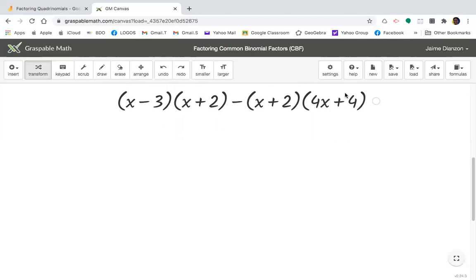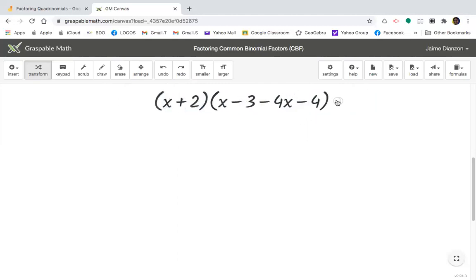All right, this is also a binomial, but the terms consist of binomials likewise, just like the previous problem. Now, in the first group, x plus 2 is the second factor. In the second group, x plus 2 is the first factor. Now, it doesn't matter. The order doesn't matter. As long as you have common binomial factors, you can factor it out of the expression. Let's do that.